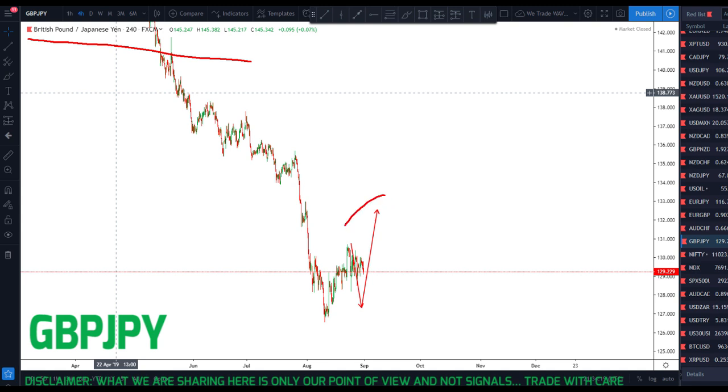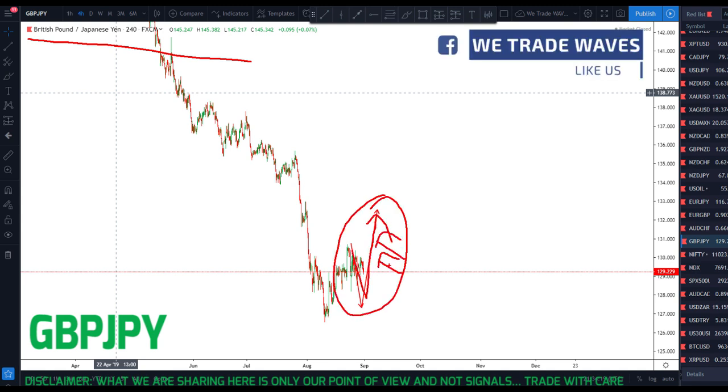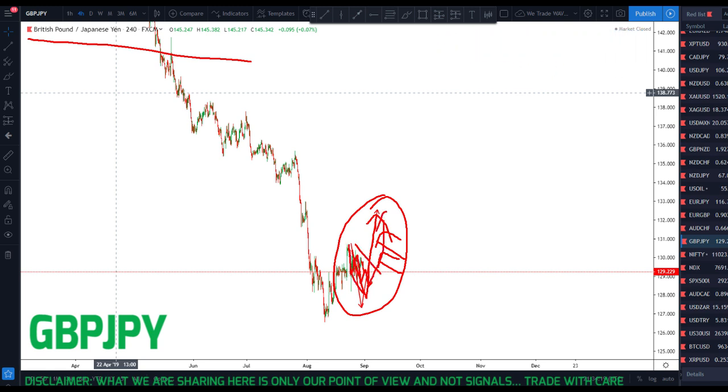Pound Yen, in this structure, guys, we'll go for this upside. We'll go for this buy setup and this is the wave we're looking for. Upside, up wave. This downside will be corrective and then one more move up.